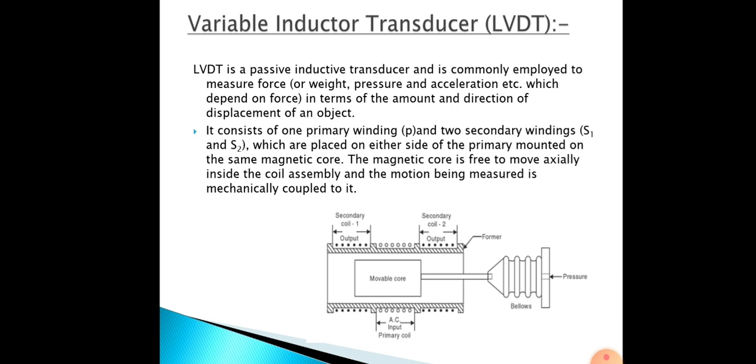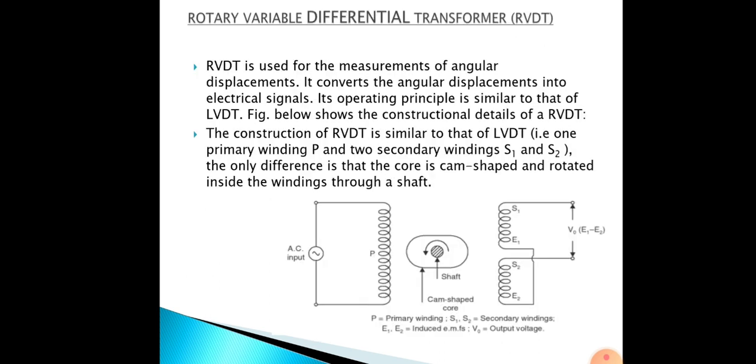The next one is the rotary variable differential transformer, RVDT. It is used for the measurement of angular displacement. It converts the angular displacement into electrical signals. The construction of the RVDT is similar to that of the LVDT. The only difference is the core, which is cam shaped and rotated inside the winding.